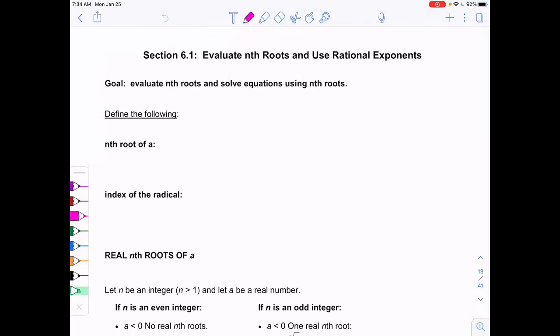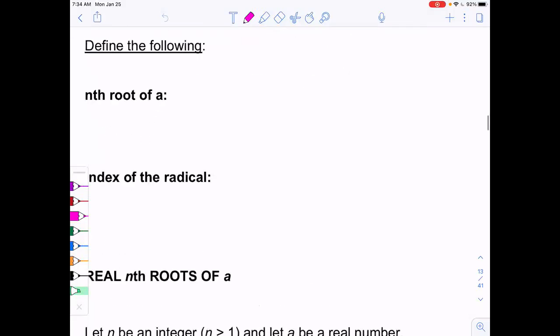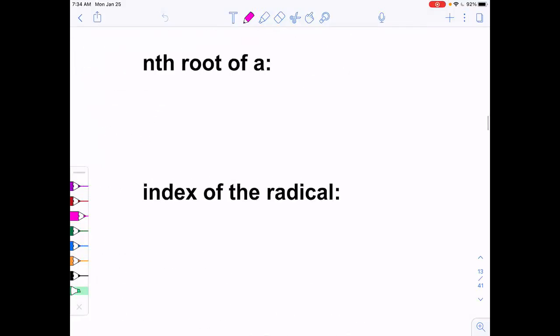So the first two things we kind of have been talking about, but the nth root of a means exactly as it says. Remember, we looked at that little index, that n. So if it says nth root of a, I would have this root and the n on the radical symbol, and then the a underneath. So that's the nth root of a.